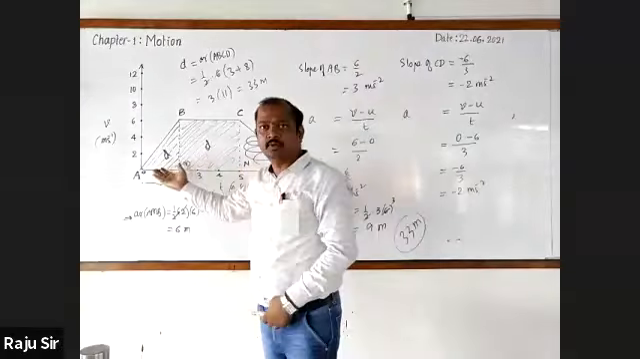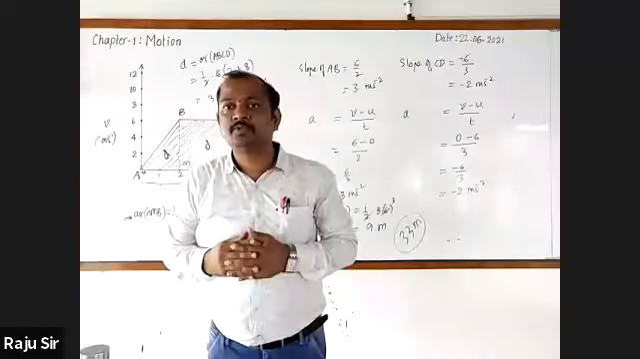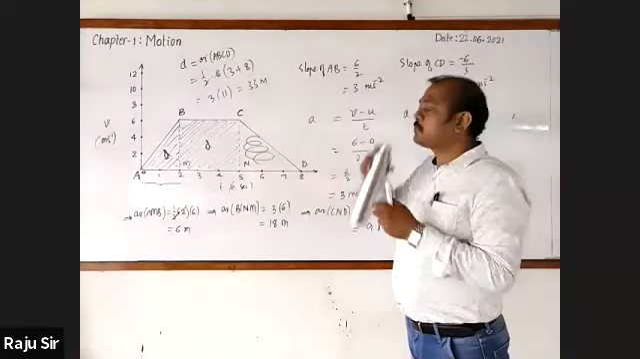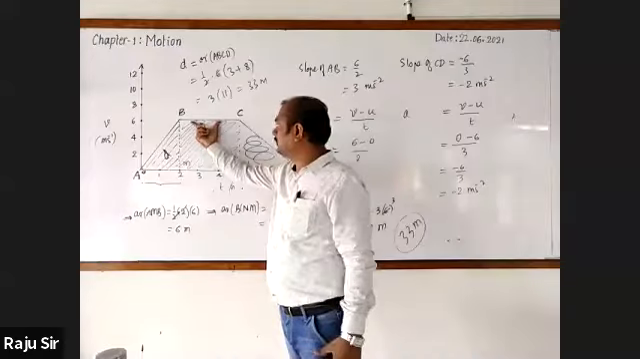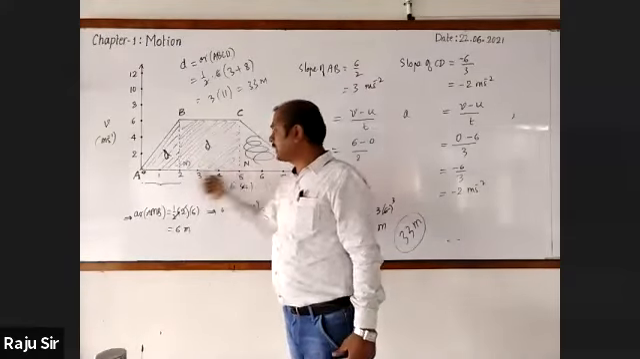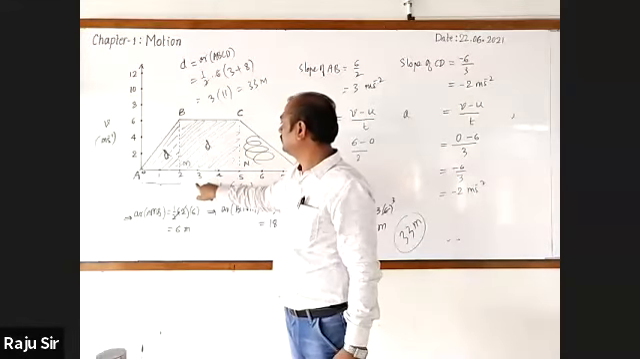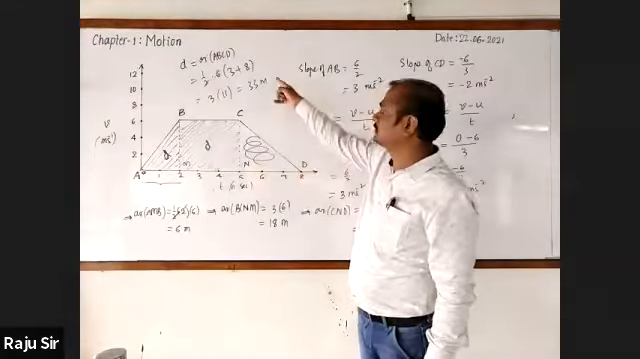Or in between, they may ask you. Parallel sides have been already taken, so already 3. BC is parallel to AD. Units are called 3 units and total 8 units.